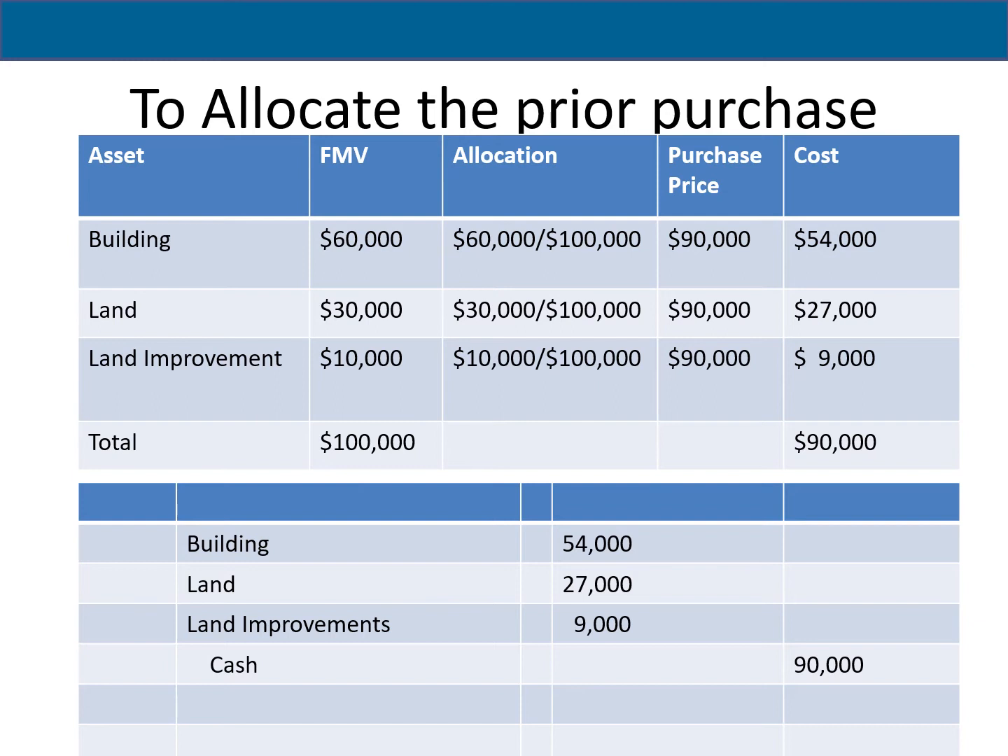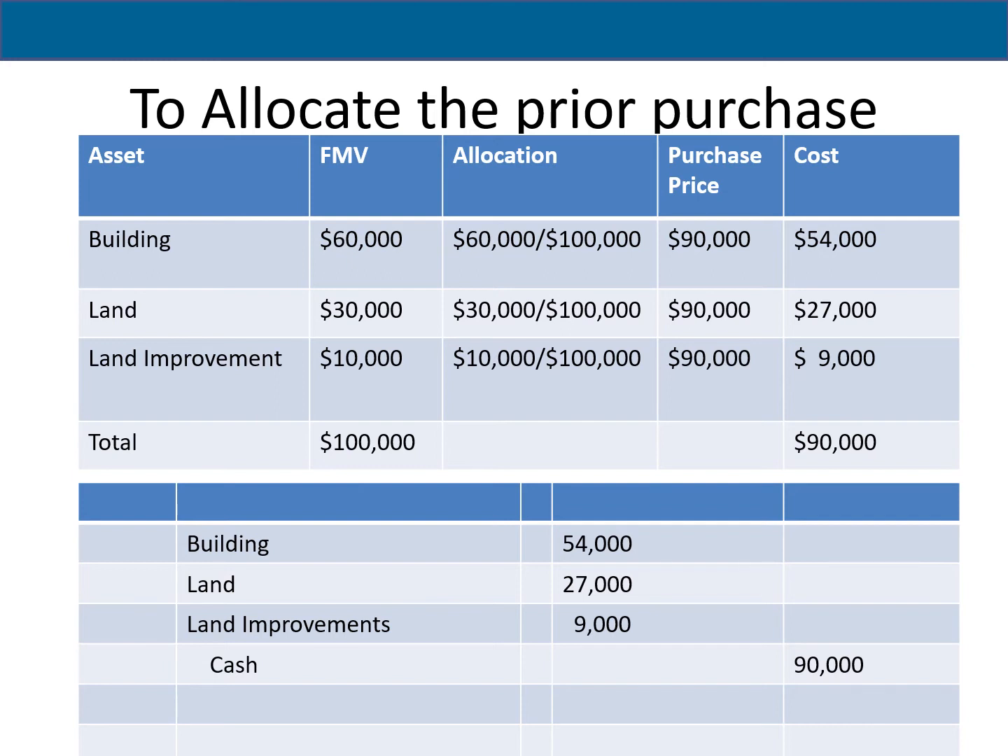So I created an additional slide because I don't agree with that prior slide's answer, because land improvements are depreciated. You must keep land and land improvement costs separate. So take a look at how we would allocate that $90,000 that they paid for the three assets.